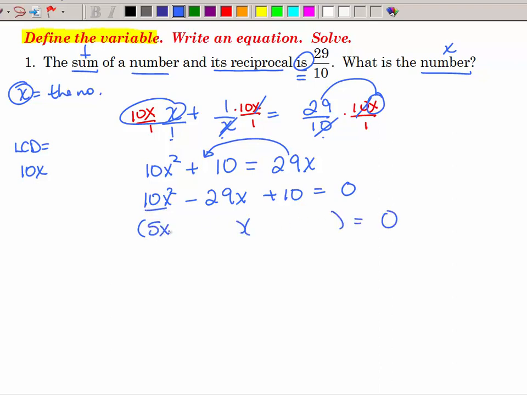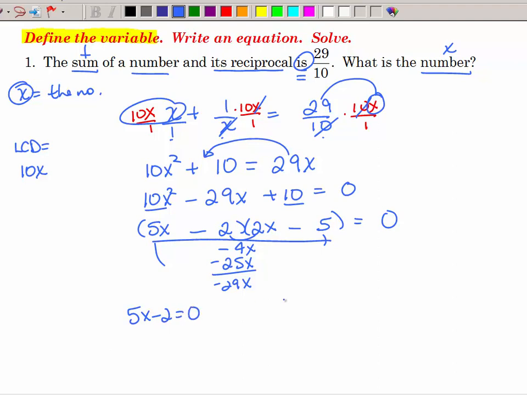I'm going to try 5x and 2x, and I'm going to try 5 and 2 again, but remember I can't put the 5 with the 5, so I'm going to try it this way. So let's see, that's going to be 4x, and that is 25x, and if they're both negative, I get 29x, and I get that positive 10. Now after you factor, you want to set each factor equal to 0 and solve. So we have 5x is equal to 2 and x is 2/5. Or we have 2x equals positive 5 and x is 5/2. Notice they are reciprocals of each other.